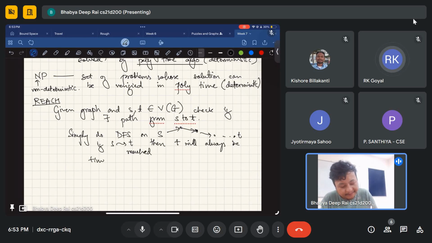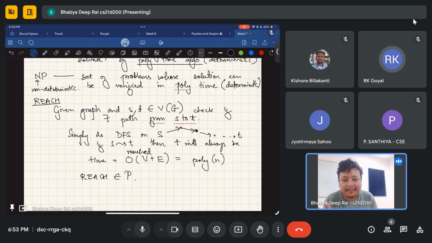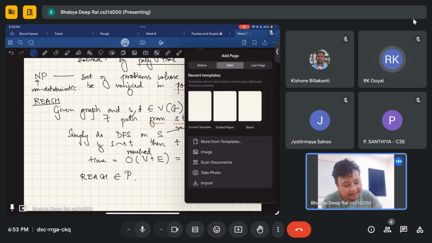How much time does DFS take? Time taken is something like order V plus E, right? And V plus E is like the size of the input, so it takes polynomial time on the input size. Remember, input is given in binary. Now, what does this mean? This means that reach has a polynomial time algorithm. So reach is in P, a deterministic polynomial time algorithm. There is no non-determinism. There is no randomization.